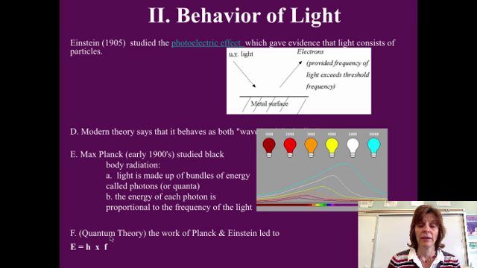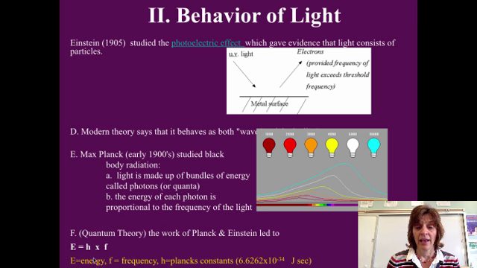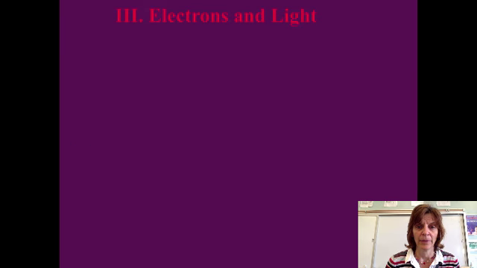He came up with a proportionality constant, E equals hf, where E is the energy, f is the frequency, cycles per second or hertz, and h is Planck's constant. It's just basically a slope of the line of a graph between energy and frequency, which is 6.6262 times 10 to the negative 34th joule seconds. We'll come back and use that equation in a little bit.